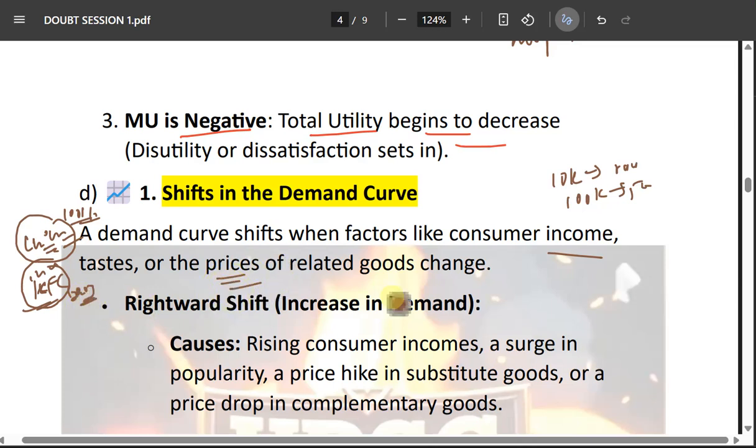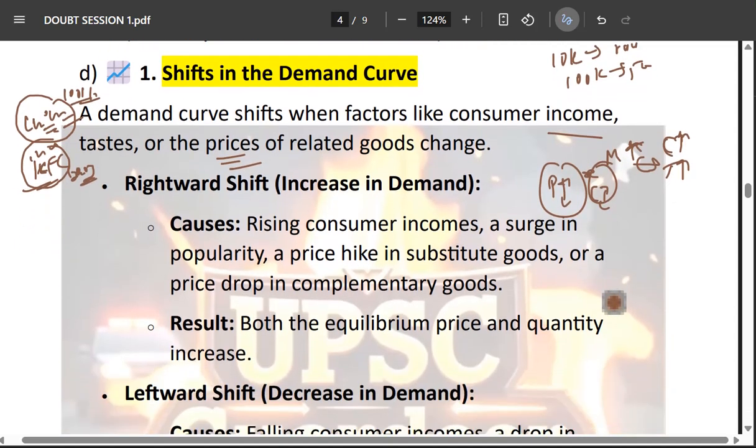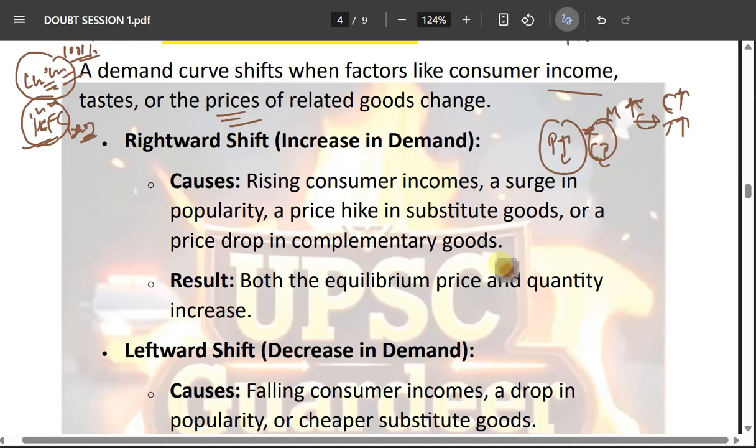The price of related goods, for example, if the milk price varies, the people who drink coffee will also vary, and those who drink tea will also vary. So related goods also change. For example, if the petrol price increases or decreases, then the car price will also vary, because petrol and car are related goods. Okay, right shift. What is a right shift? It is an increase in the demand.